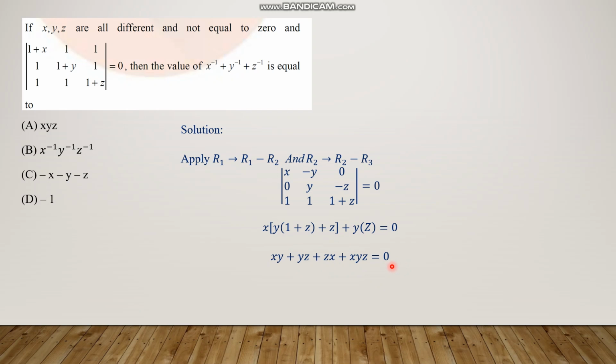to 0. And if I divide throughout by xyz, we get 1 by x plus 1 by y plus 1 by z is equal to minus 1. That's what our required answer is. So this term will be equal to minus 1, and that will be option D, minus 1.